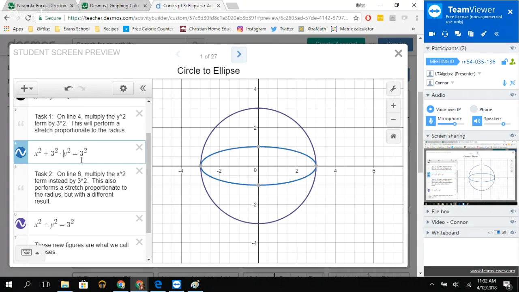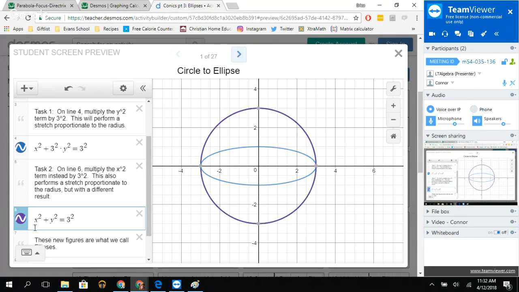Okay, so you can see what happens to a circle when you multiply one of the values, the x squared or the y squared, by a term, and in this case it's 3 squared. If we multiply by that, then we actually get an ellipse, which is pretty cool. Or if we multiply the x squared term by 3 squared, then we get an ellipse that goes the other way.